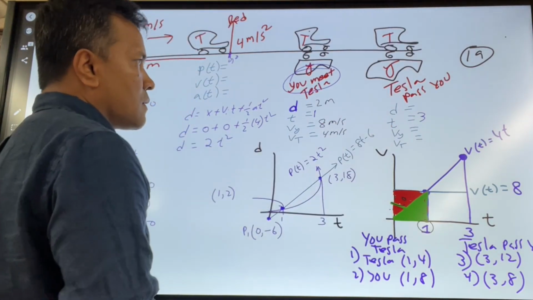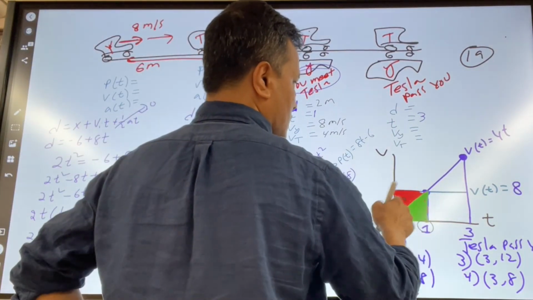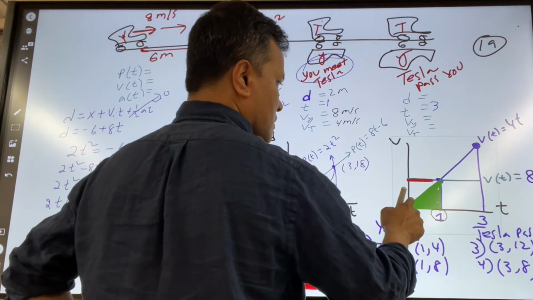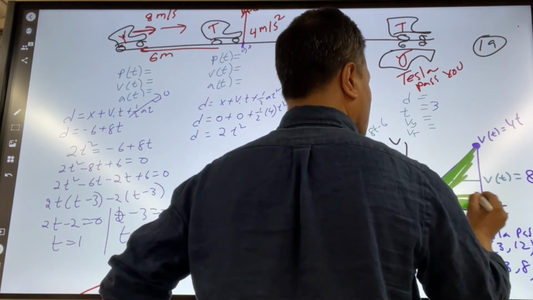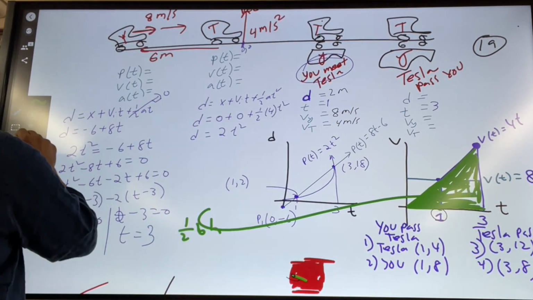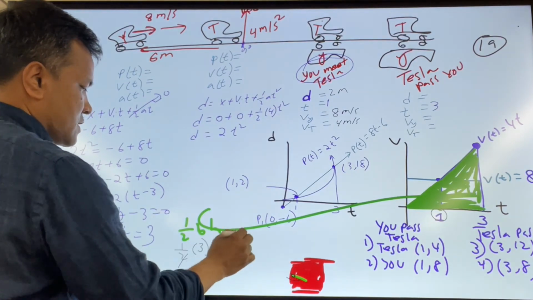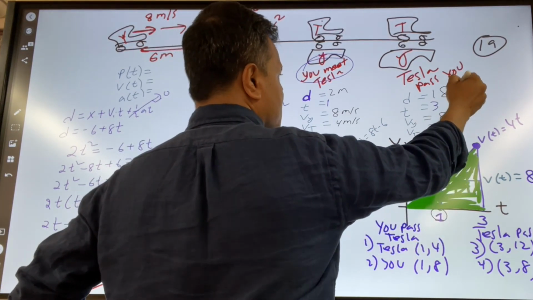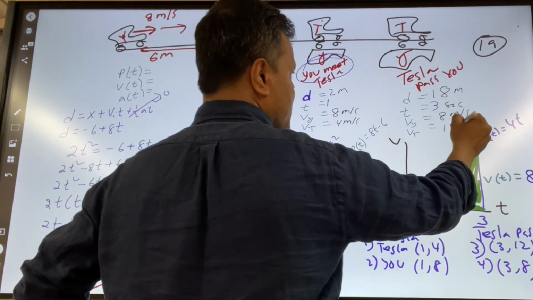Now let's do the other one. Distance. So let's find the distance. Now the distance would be this one. Alright, so now we don't need this. Now the distance is this. So the distance would be what? Half BH. Half, B is how much? 3. H is how much? 12. Half of that is 6, times 3, 18. So this is 18. V of you would be 8 meters per second. This is meter and this is second. And V Tesla would be 12 meters per second.